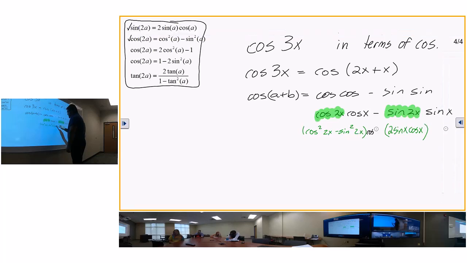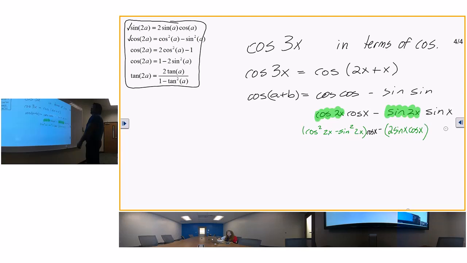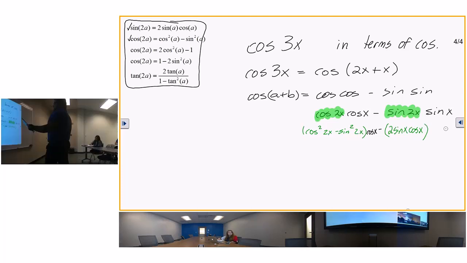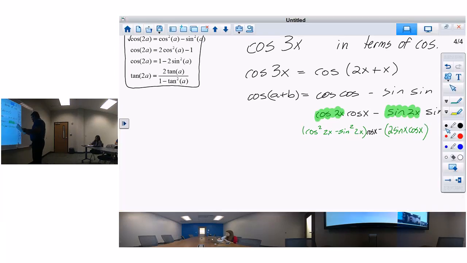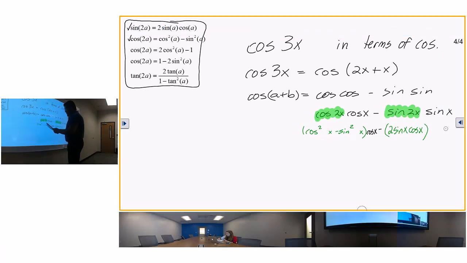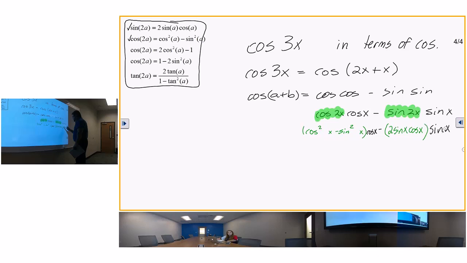Wait. For the cosine of 2x, is that not supposed to be cosine squared x minus sine squared x instead of 2x? I'm sorry. That's why I got my notes. Let me check and make sure. Should be cosine squared of x. Thank you. Yeah, you're right. My mistake. That's why I write my notes, Hubert. And this is going to be sine of x. There we go. Now it's 100% algebra.